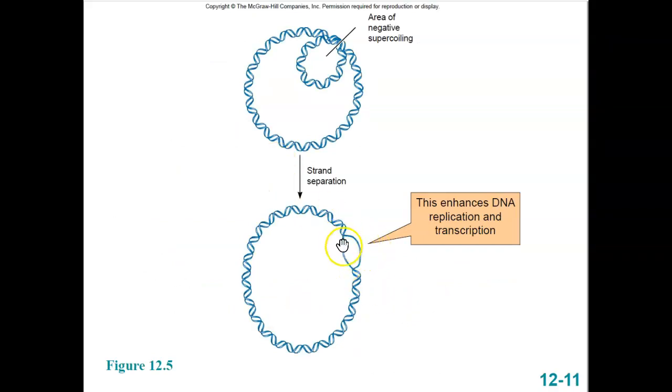What does that mean? If you have a negatively supercoiled region here, and they're showing it with the chromosome laid out, think of this within one of the petals of the flower that we looked at a while ago.